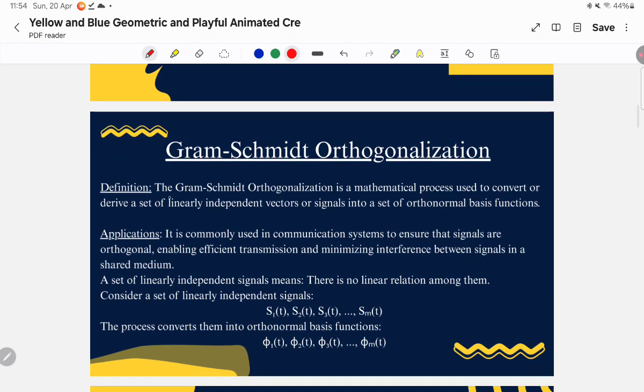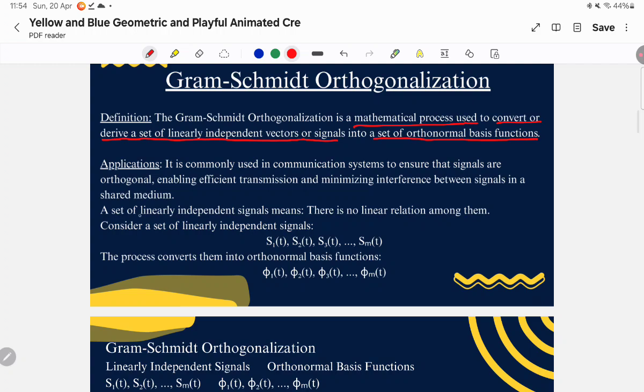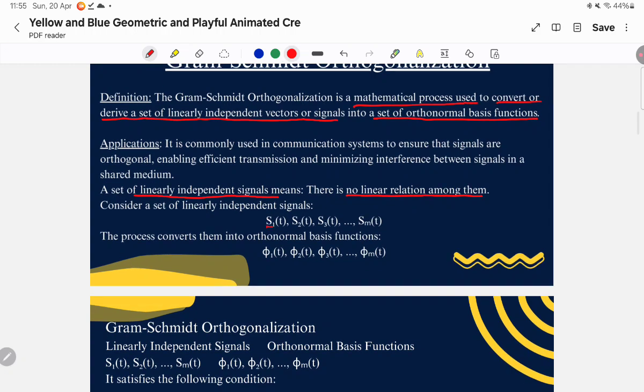So what is Gram-Schmidt orthogonalization? What does it do? It is a mathematical process used to convert or derive a set of linearly independent vectors or signals into a set of orthonormal basis functions. Means we will have a set of linearly independent signals. Linearly independent means there is no relation among them. Okay, so S1, S2, S3 up to Sm, these are LI signals.